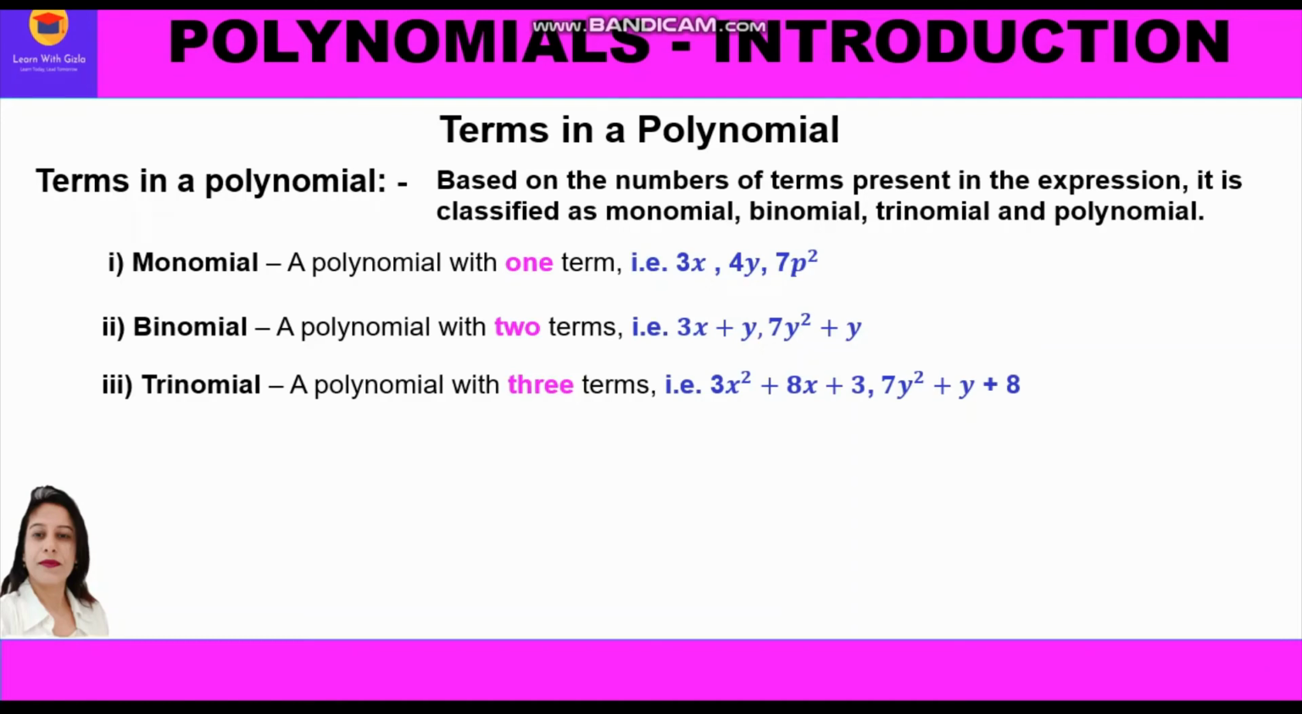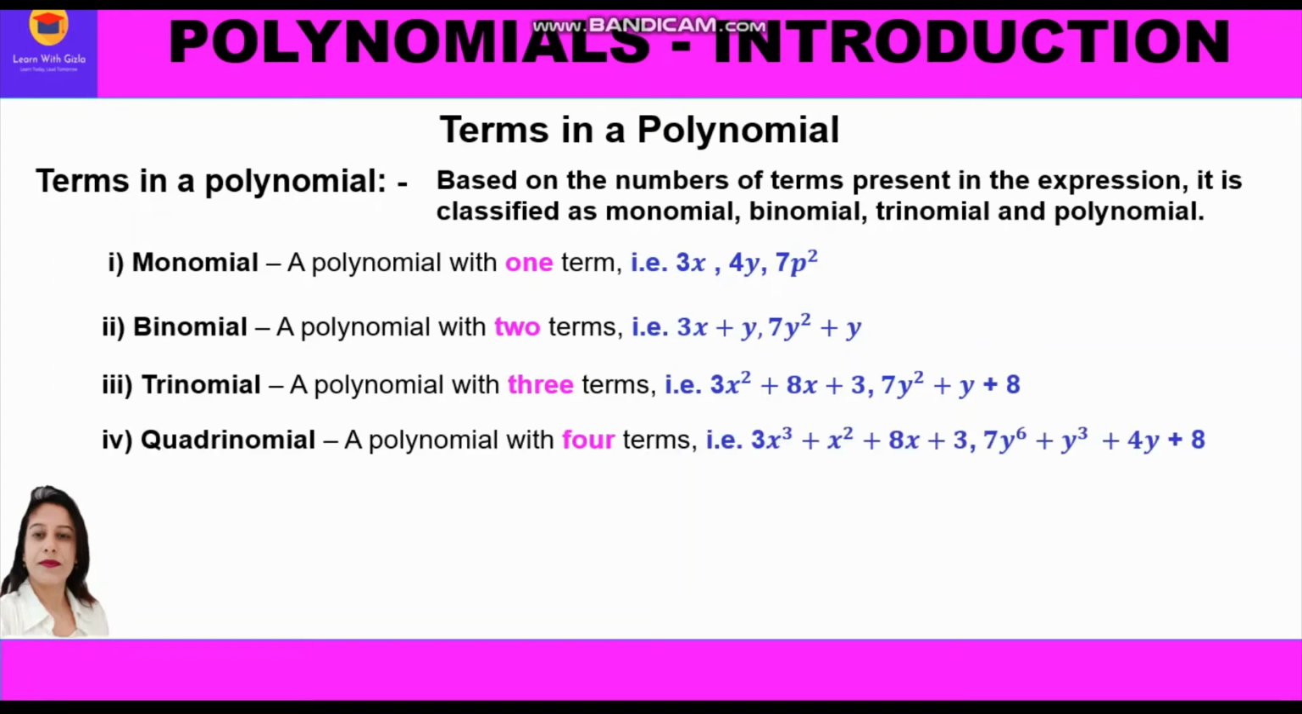So there are three terms over here which are combined by the mathematical operation of addition. Then we have quadrinomial. A polynomial with four terms is known as a quadrinomial, like 3x cube plus x square plus 8x plus 3. So there are four terms over here which are joined by the mathematical operation of addition.